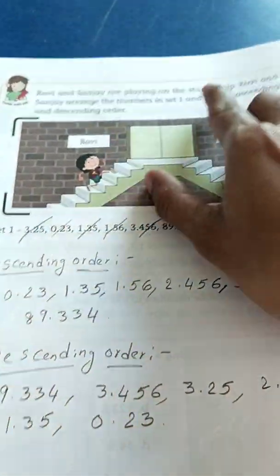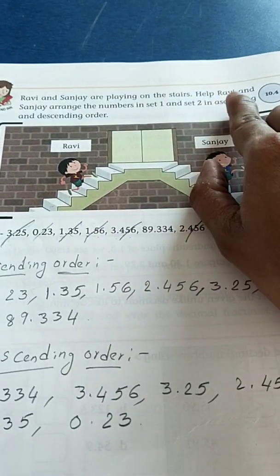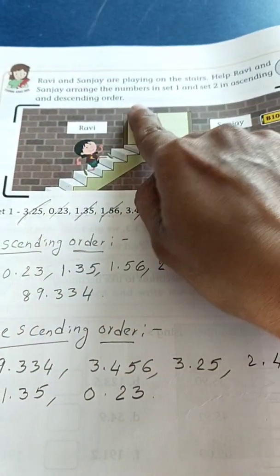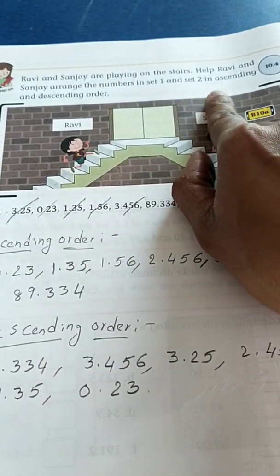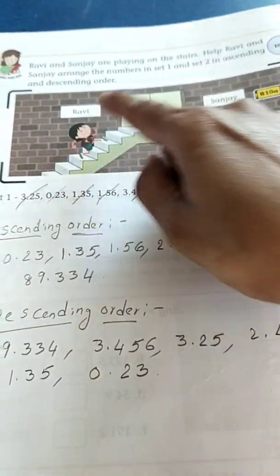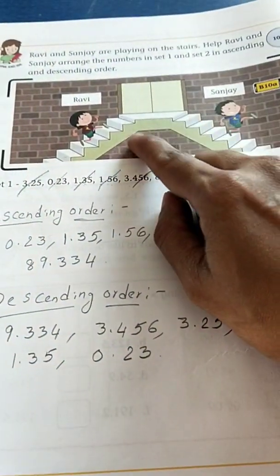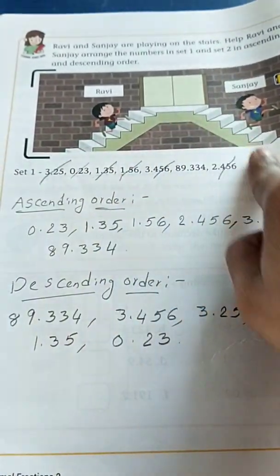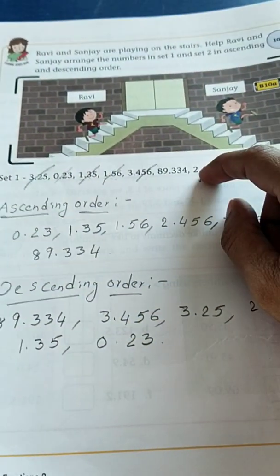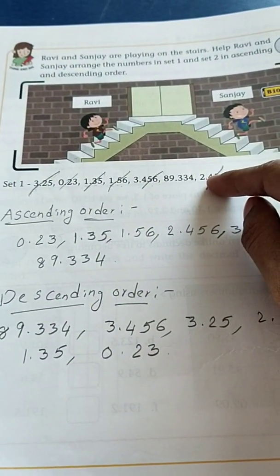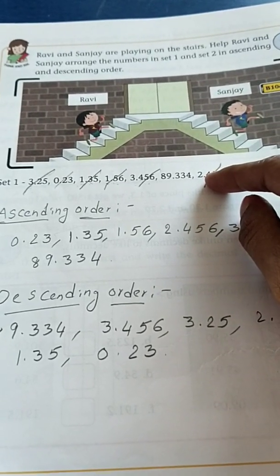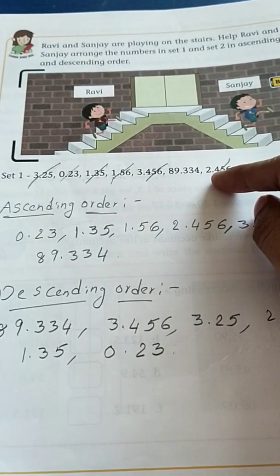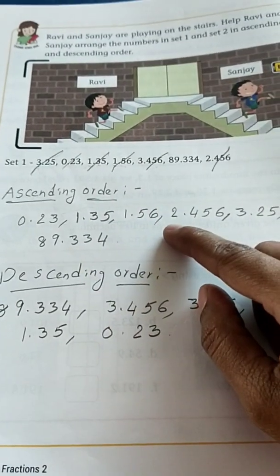Ravi and Sanjay are playing on the stairs. Help Ravi and Sanjay arrange the numbers in set 1 and set 2 in ascending and descending order. See here, children, Ravi and Sanjay are playing on the stairs. So you have to help them to arrange the numbers in set 1 and set 2 in ascending and descending order. Ascending order means what, children?